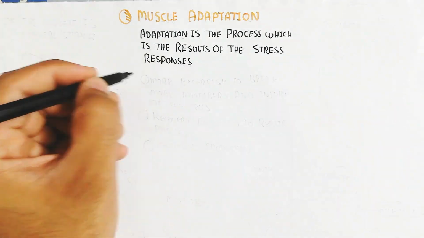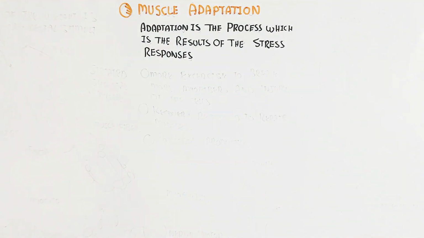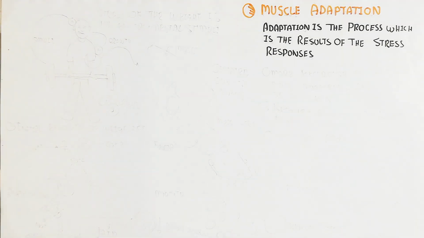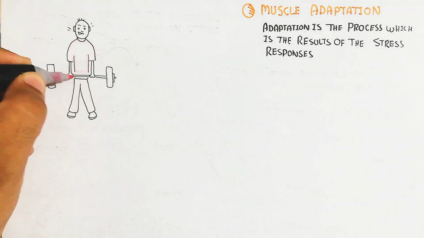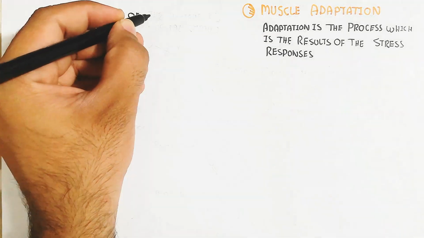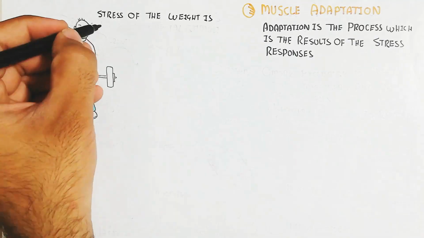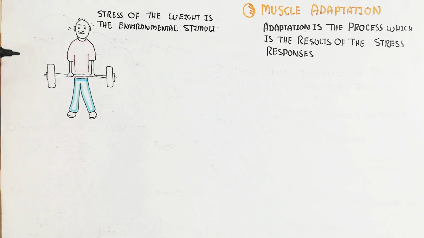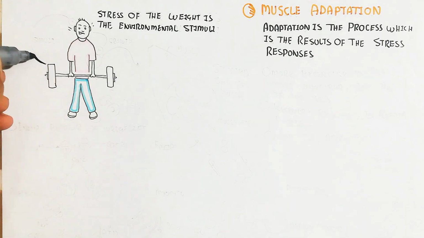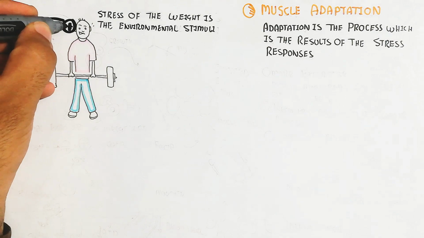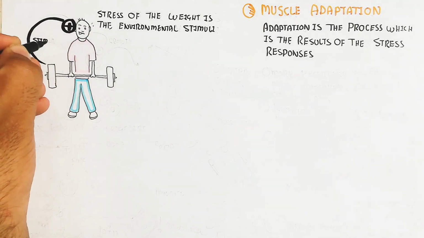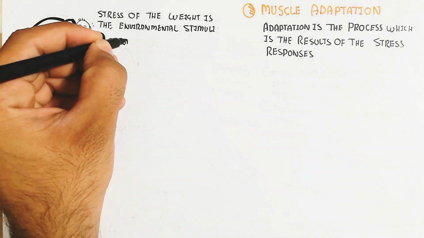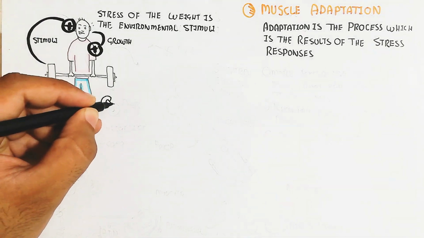First of all, we will understand the anatomy of the muscle, the composition of the muscle. Here is a person weightlifting. Weightlifting is the stimulus that triggers the brain to stimulate growth hormone during the recovery time. In this way, weightlifting affects the muscle, which will lead it to grow more. The stress of the weight is the environmental stimulus.